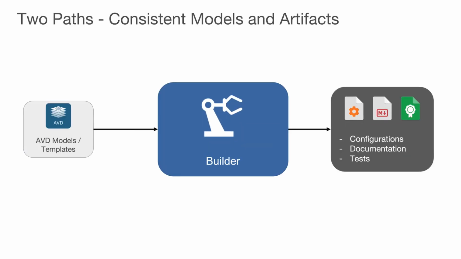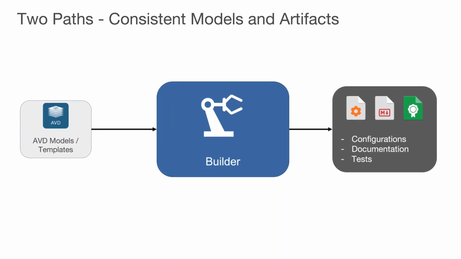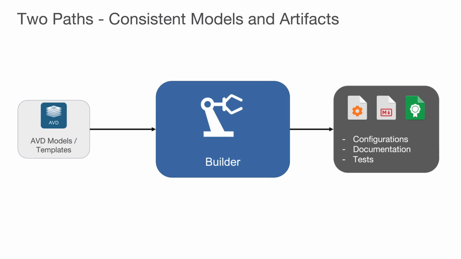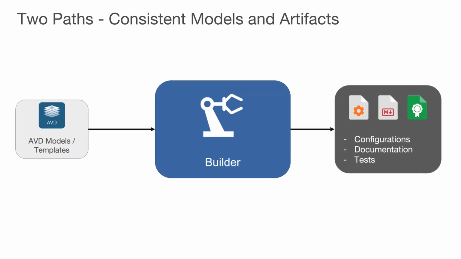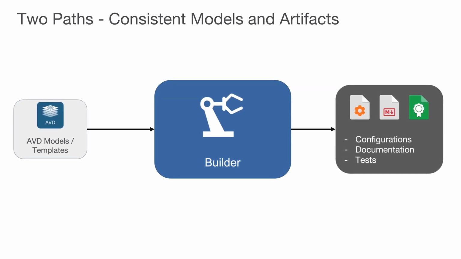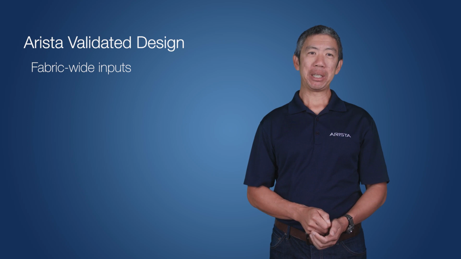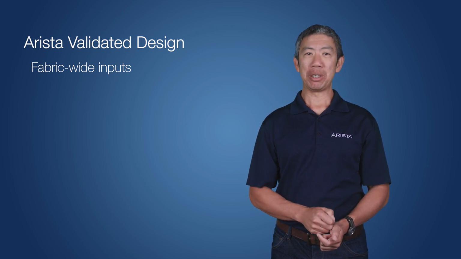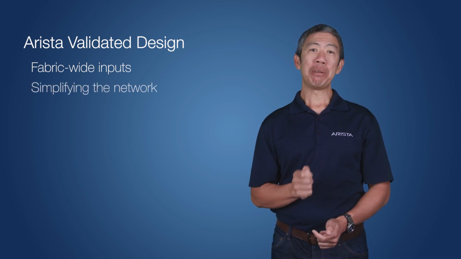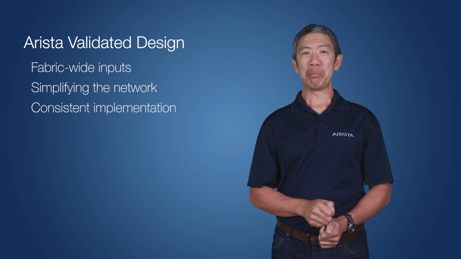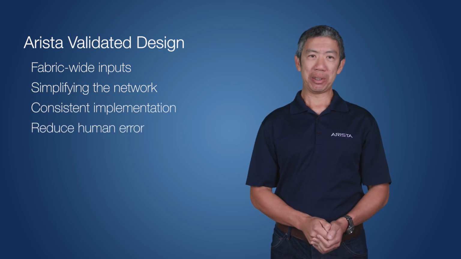into repeatable code. The models in AVD are used to generate configurations, tests, and documentation for multiple network types. It is developed in the open on a public GitHub repository, allowing users to contribute to and modify the models to suit their needs. By using AVD, our customers are able to use fabric-wide inputs as opposed to device-level configuration to build out their designs, simplifying their network, ensuring consistent implementation, and reducing human errors.